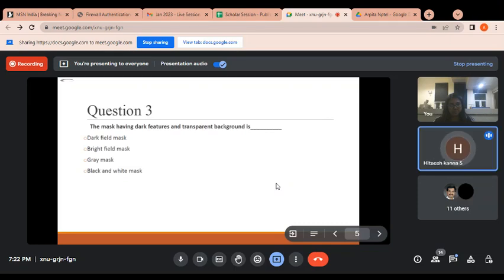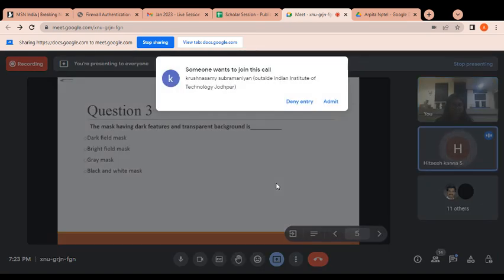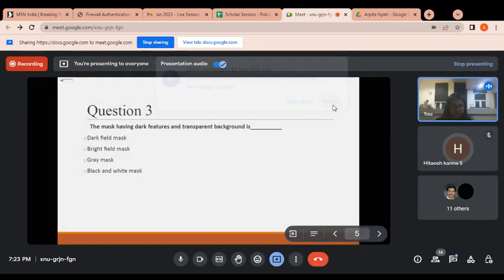Ma'am, I have a doubt. What is the difference between mask and photoresist? What is the purpose of fitting the mask onto the photoresist? Actually, we are not fitting the mask onto the photoresist, only in contact type photolithography, where we contact the mask with the photoresist.